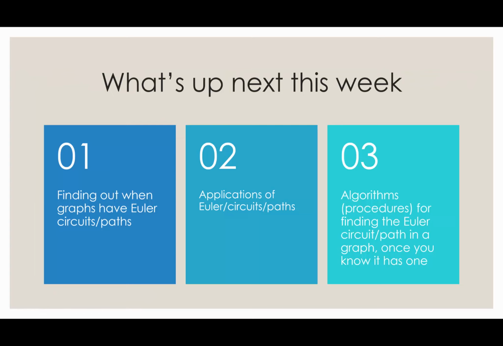So we can see some graphs have Euler circuits, some have Euler paths, some don't have either. So what's up next this week is to find out when graphs do have Euler circuits or paths, talk about some applications of this, like why do we care at all? And then also identify some algorithms or procedures for finding the Euler circuit or path in a graph once you know it has one. And this will mostly be over the weekend. So there you go. Those are Euler paths and Euler circuits. Have some fun trying to find some.